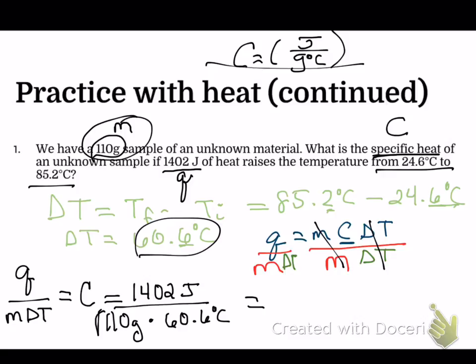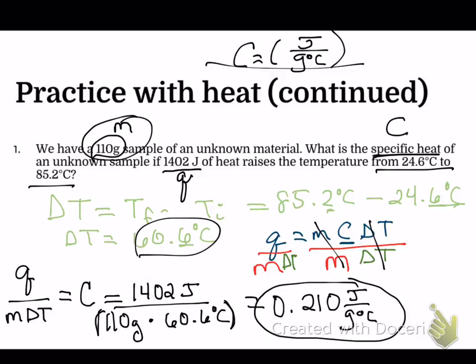Now, don't forget to solve this bottom one first, or put it in parentheses in your calculator, because if you put 1402 divided by 110 and then equals, and then again divide that by 60.6, you might not get the right answer. Okay, so check it out with your calculator. Make sure you know how to operate with a fraction like this. So our answer is 0.210 joules per gram degree C. This has the right number of significant figures because we have 2 here and 2 in our mass. So we are all set there.